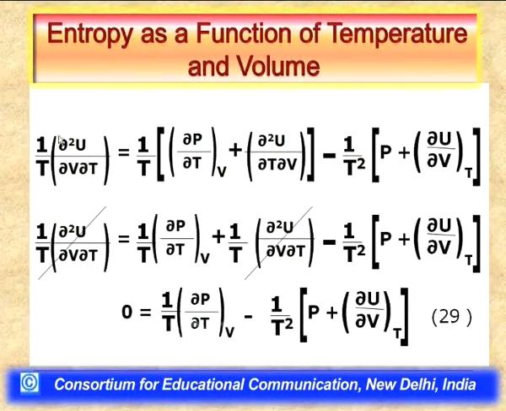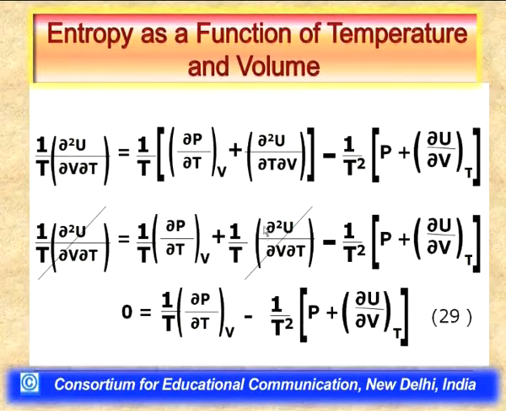If you remember, here we have (1/T)(∂U/∂V)_T ... (∂/∂T) equal to (1/T)(∂P/∂T) at constant V plus ∂²U/∂T∂V minus (1/T²)[P plus (∂U/∂V) at constant T]. Here there is a term, the second derivative of internal energy. On the left-hand side also there is a second derivative of internal energy, but the order of differentiation is different. Here it is first with respect to volume, then with respect to temperature; there it is first with respect to temperature, then with respect to volume.